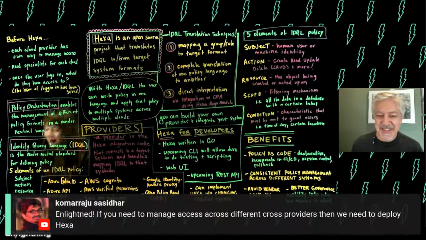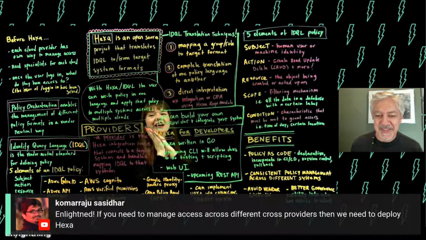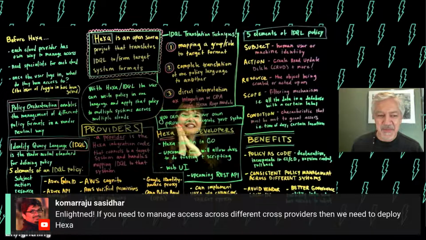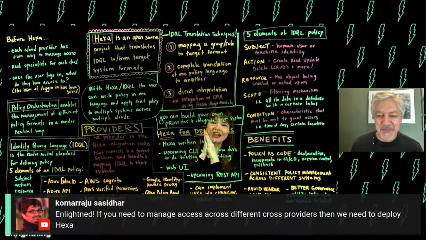Oh, it's a comment from Koramaju. Thank you, Koramaju. Koramaju says they're enlightened: if you need to manage access across different cloud providers, then we all need to deploy a Hexa.